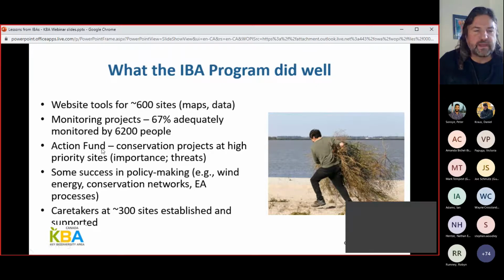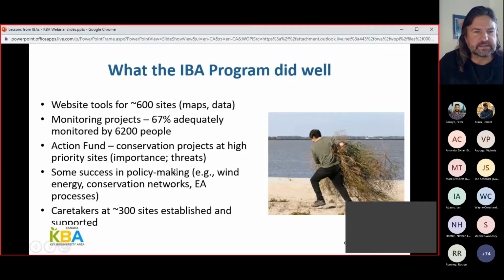The IBA Local Action Fund was a small grants program that we ran maybe 4 or 5 years ago. There was a funder that was interested in seeing conservation be advanced at particular sites that had a high importance for birds and or high threats. And that ran for a couple of years and funded some, well, I'll show you some of the projects it funded in the next few slides.